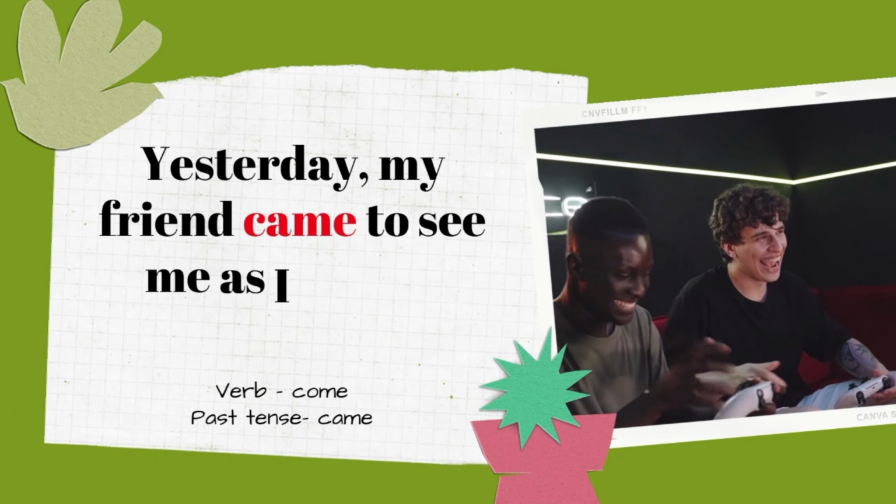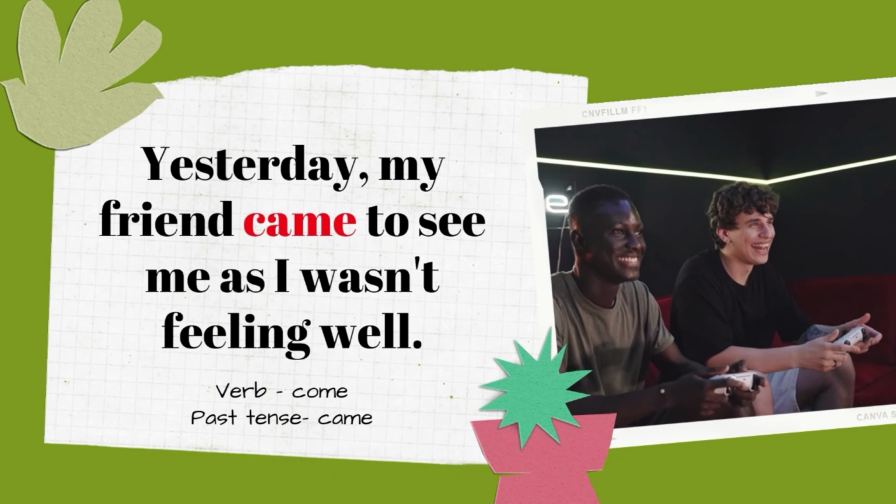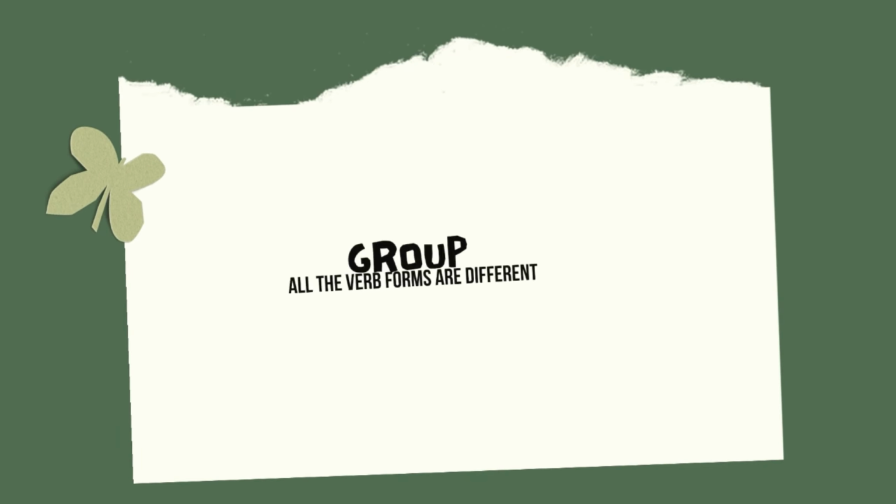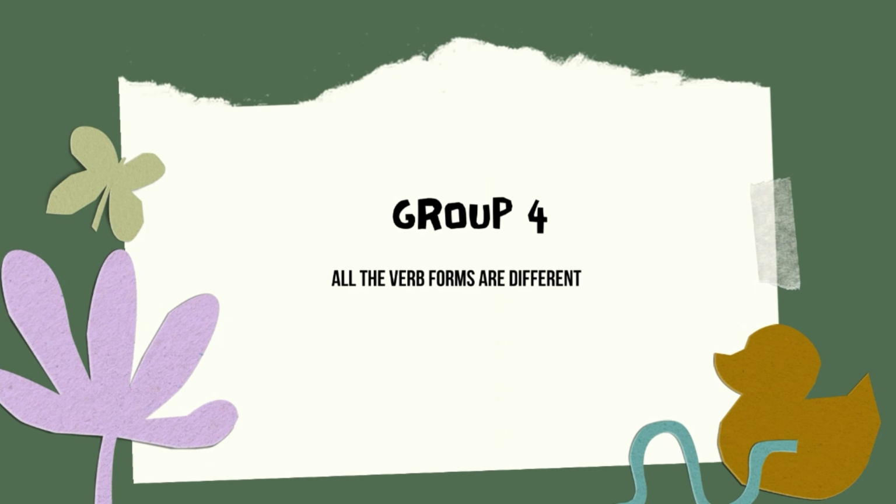Yesterday, my friend came to see me as I was feeling ill. So came, come becomes came. And now we are on to the last group of irregular verbs. Now in group 4, the base form gets changed in the past tense as well as in the past participle. All are different. Let's see some examples on the screen and learn these verbs.